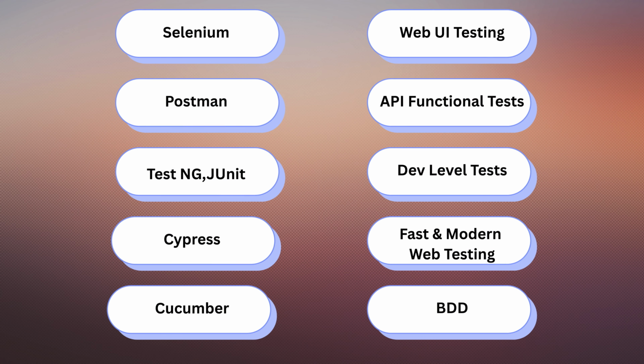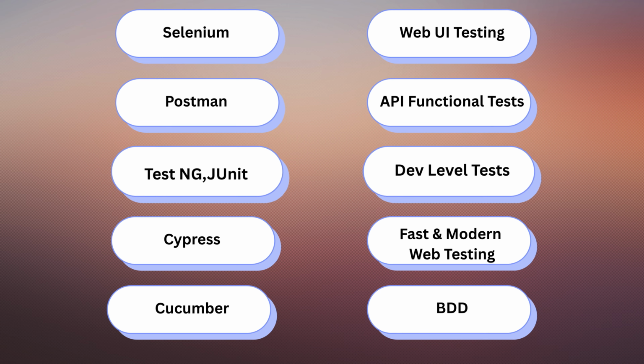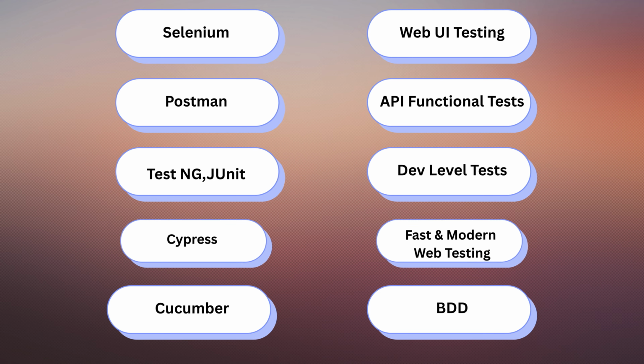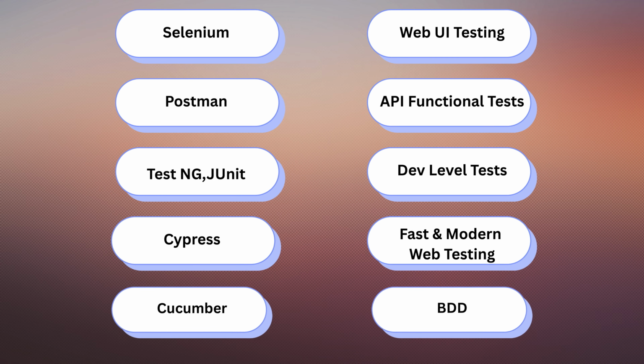You can do functional testing manually or use tools. Here is what I use depending on the project. Selenium for web UI testing, Postman for API functional tests, TestNG or JUnit for dev level functional unit testing, Cypress for fast and modern web testing, Cucumber for behavior driven functional testing.